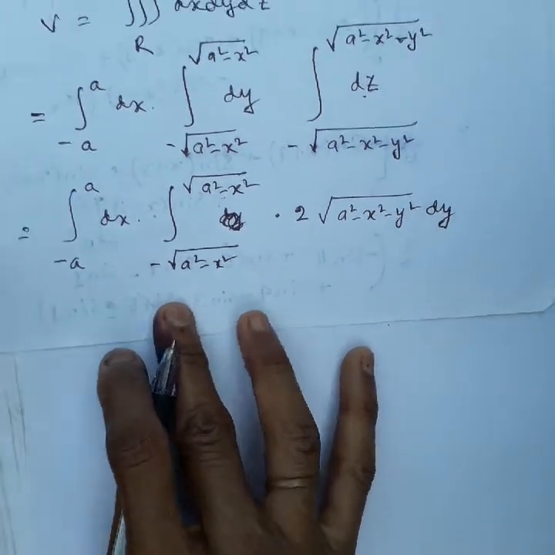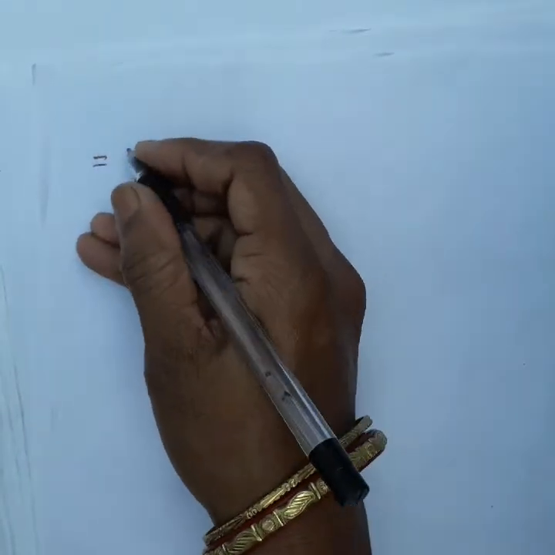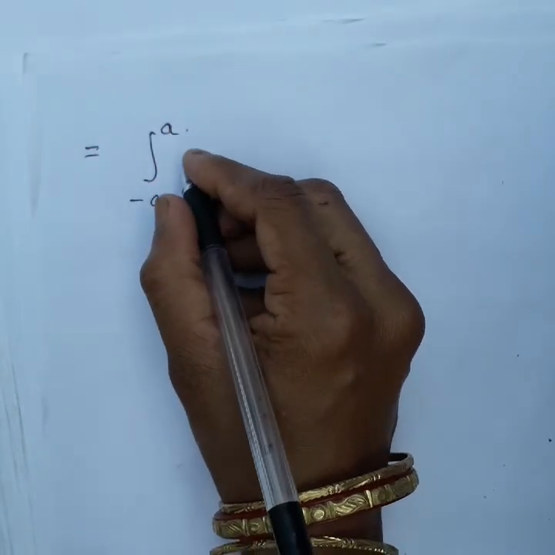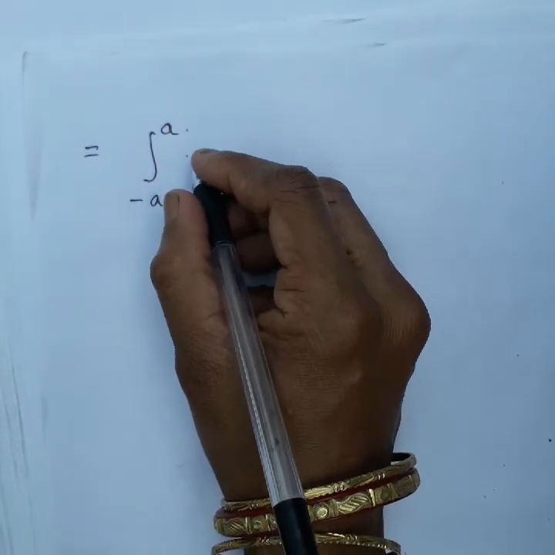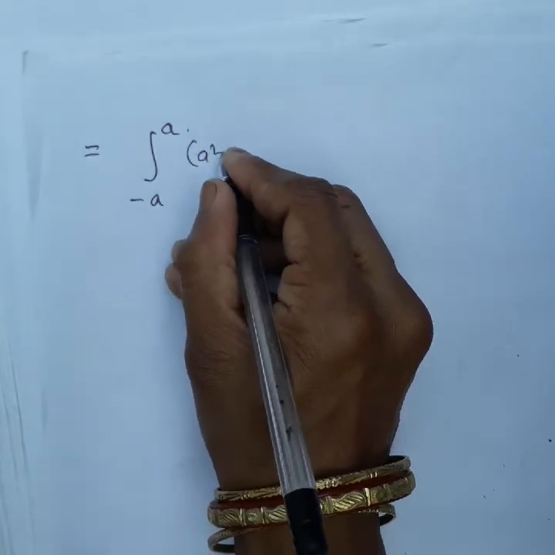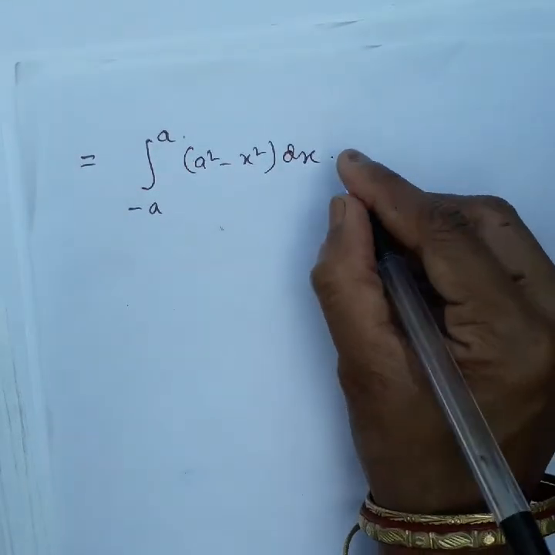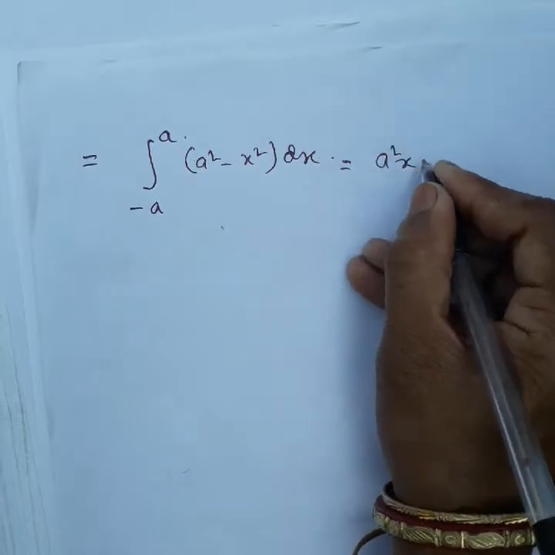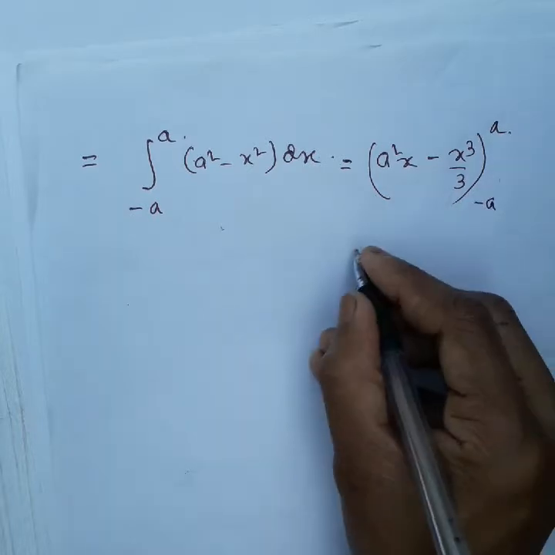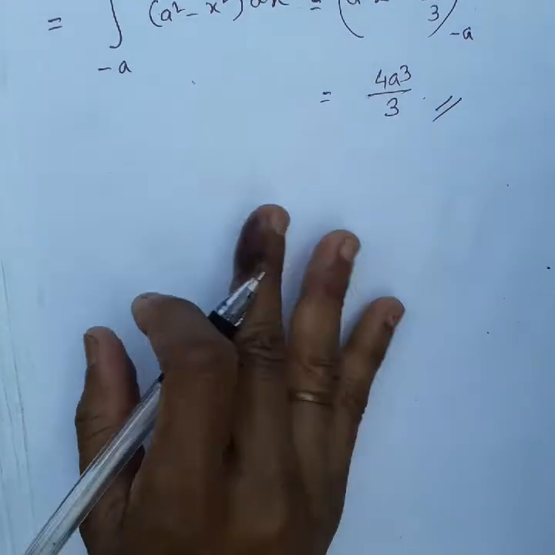So this will be the integration from minus a to plus a, having integrated this value, we get a square minus x square dx. You have to calculate it. This will be a square into x minus x cube by 3, from minus a to plus a, that means 4a cube by 3. So this is our volume.